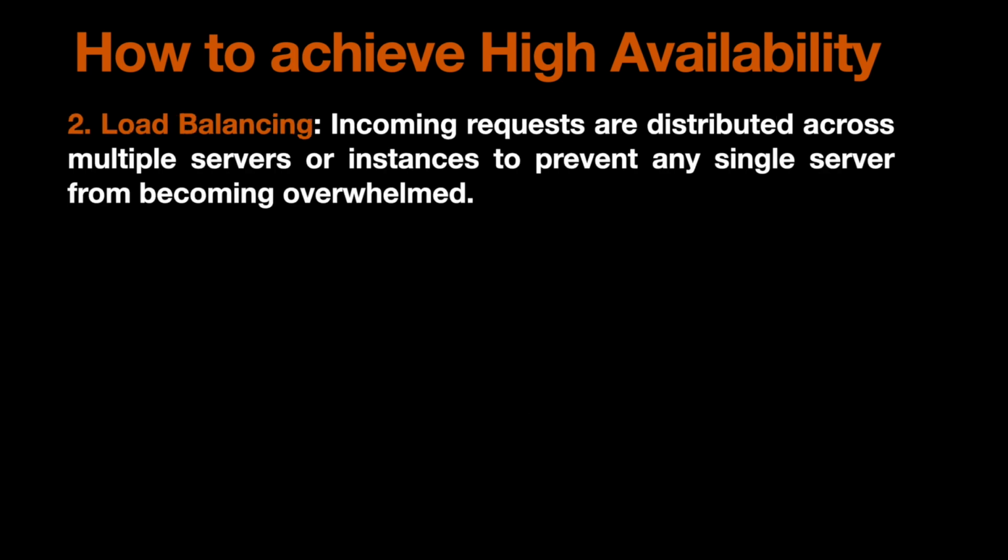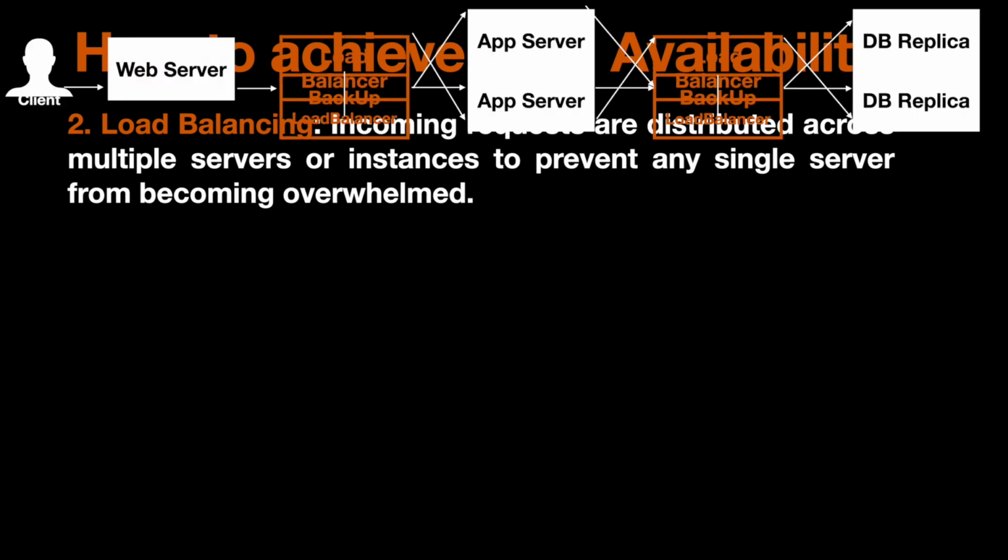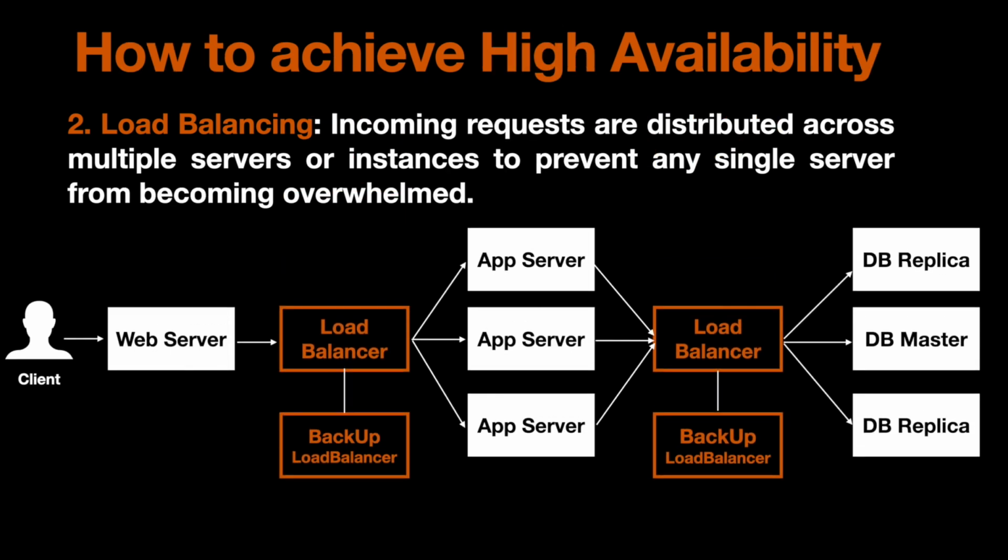The second mechanism is load balancing. Say we have multiple instances of our servers, right? We need to make sure one server is not becoming overwhelmed and failing at some point. That's why we need to build a mechanism which can balance the load among our servers. That's why we can introduce a load balancer in front of our app server and DB server where we have multiple instances.